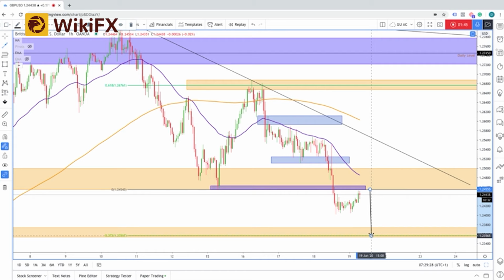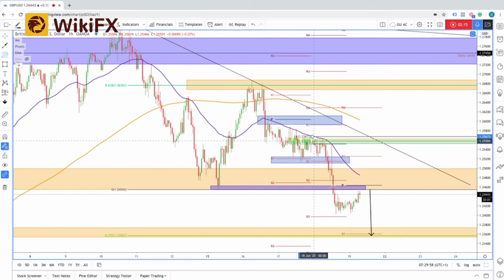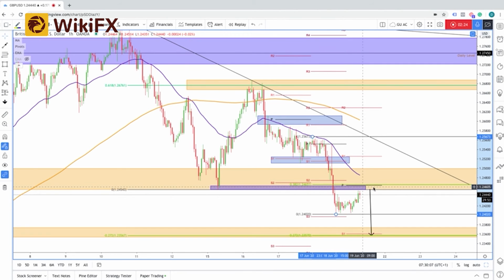of support, which also doubles as a 127 extension from our previous swing high to swing low. Now what we can see here at present is we do have this region on the hourly time frame, which also ties in with the daily intraday pivot level, where I will be potentially expecting sellers to step in. If we also take a Fibonacci retracement from swing high to swing low, you can also see that that level ties in with a 38.2% retracement, with the 127 extension also tying in with this level.